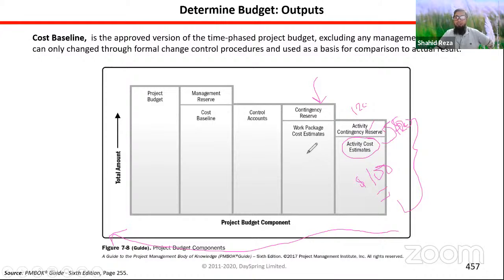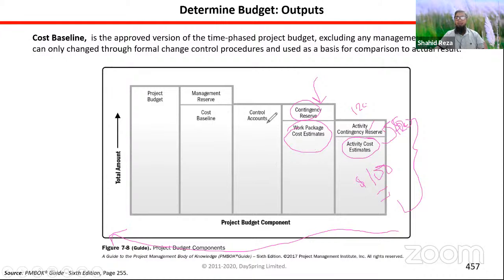Here what is happening? So activity is under some work package, right? So when we are calculating all the costs for all the activities of a work package, we are adding all the cost for those activities, we'll get the work package cost. And also adding all the contingency reserve for all the activities under that work package, we'll get the contingency reserve for that work package. Understood?